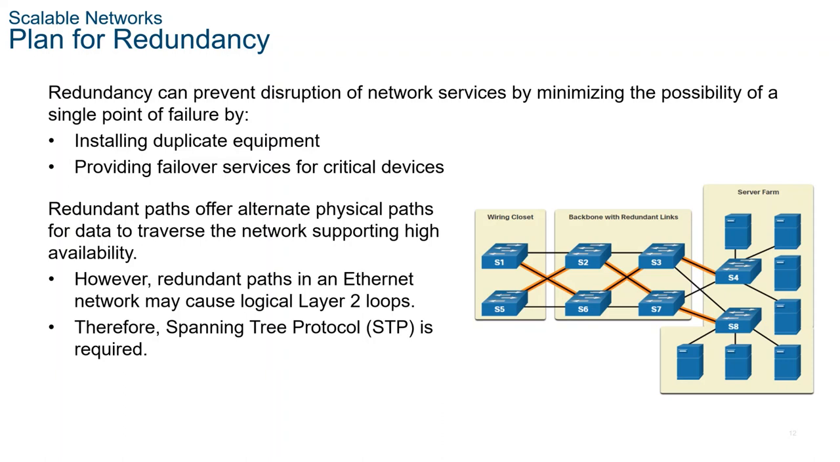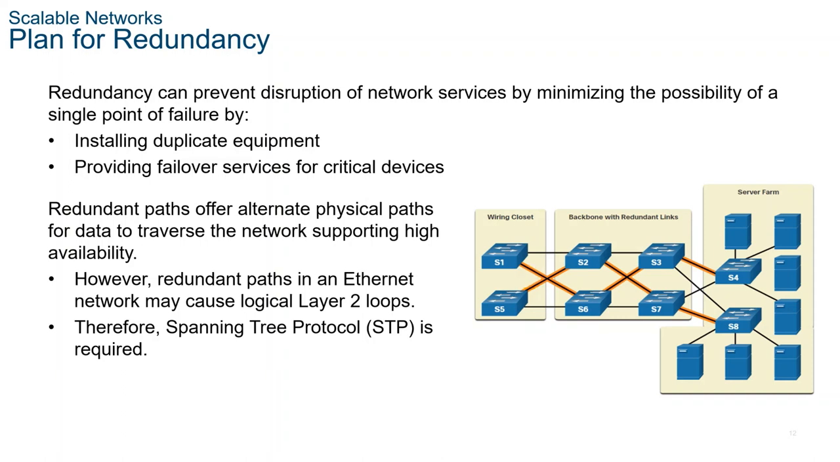Another method of implementing redundancy is redundant paths, as shown in the diagram here. Okay, so you've got redundant paths connecting from one section to another section. Redundant paths in a switch network support high availability. However, due to the operation of switches, a redundant path in a switch Ethernet network may cause logical layer 2 loops. For this reason, spanning tree protocol, or STP, is required.